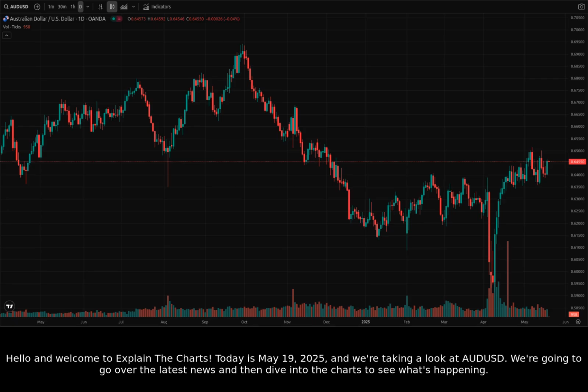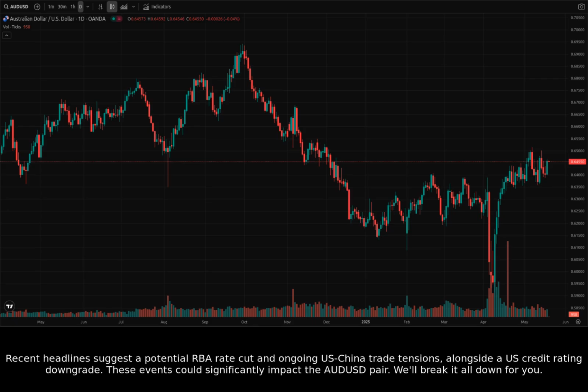Today is May 19th, 2025, and we're taking a look at AUDUSD. We're going to go over the latest news and then dive into the charts to see what's happening. Recent headlines suggest a potential RBA rate cut and ongoing U.S.-China trade tensions, alongside a U.S. credit rating downgrade. These events could significantly impact the AUDUSD pair. We'll break it all down for you.